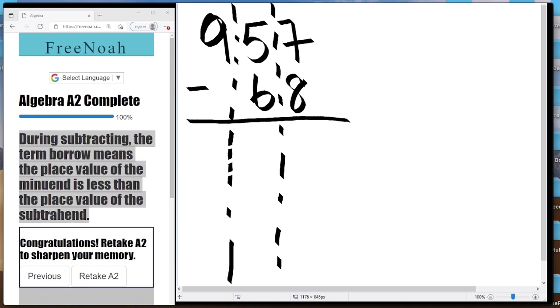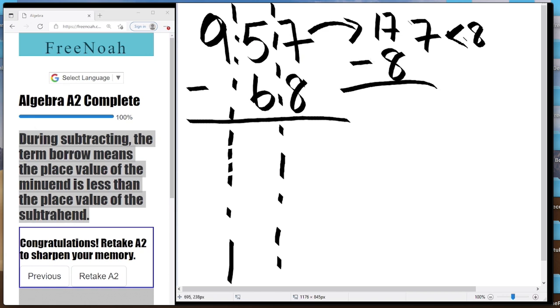Now, here, let's point out that 7 minus 8, all right? So 7 is less than 8. In that case, what we have to do is turn the 7 into a 17, and now we have 17 minus 8, and that equals 9. Boom, 9. We'll bring it down.